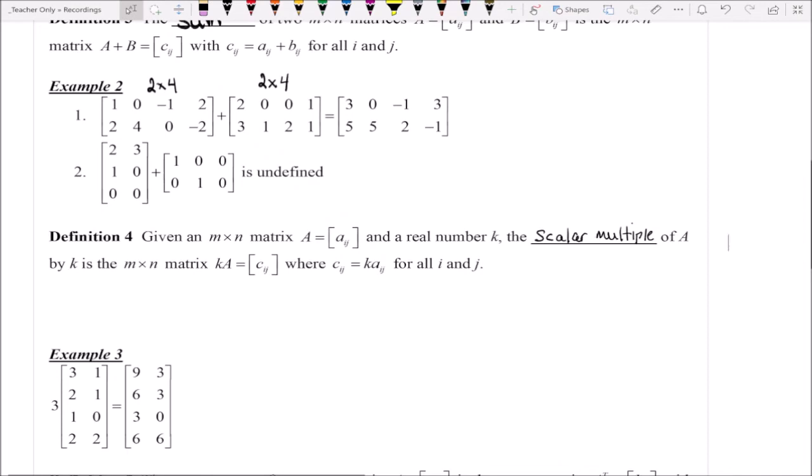Now this also works in reverse. If you're given a matrix where every entry is a multiple of a scalar, you can then factor that scalar out. So we can factor 3 out of this entire matrix. 9 divided by 3 would be 3. 3 divided by 3 would be 1, so on and so forth.